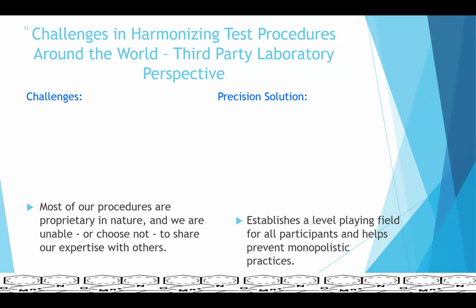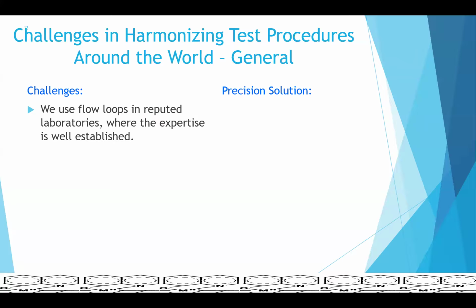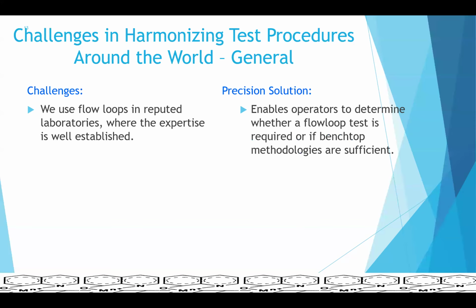Let's also talk about some general issues around harmonization. Some labs have sophisticated flow loops and their expertise is well established. If you have a precision statement for the benchtop laboratory methodologies, it enables operators to determine whether to use a flow loop test or whether benchtop small-scale lab testing will be sufficient.